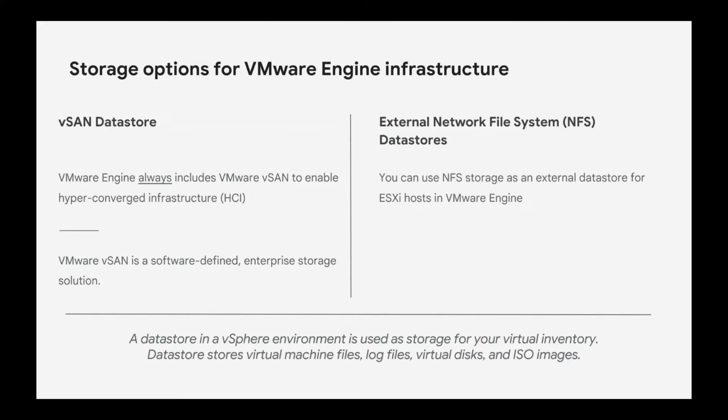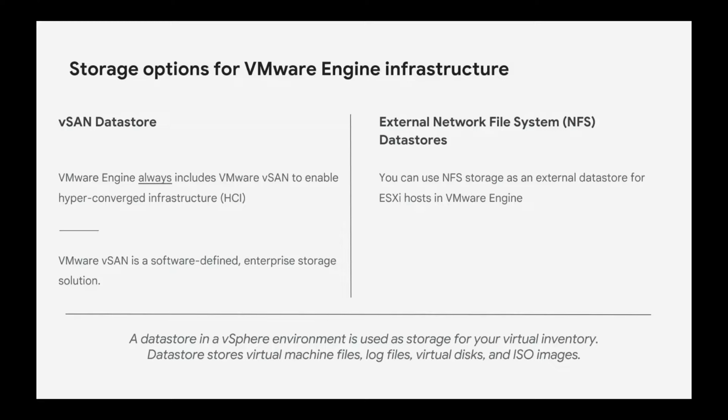A data store is a storage area where all the files that make up your VMs are stored. Think of it as a place to keep virtual disks, multiple virtual disks per VM, log files, configuration files, and swap files. Essentially, all the files that make up a VM or multiple VMs are stored on a data store.